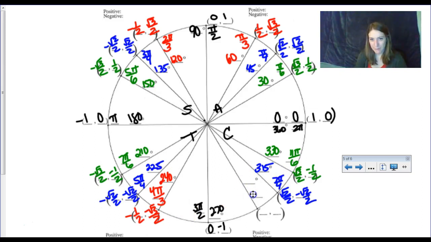Alright, this must be 5 pi over 3. And it must be 300 degrees, exactly. Yes. And then it is positive cosine, so 1/2 is positive, but the negative square root of 3 over 2.